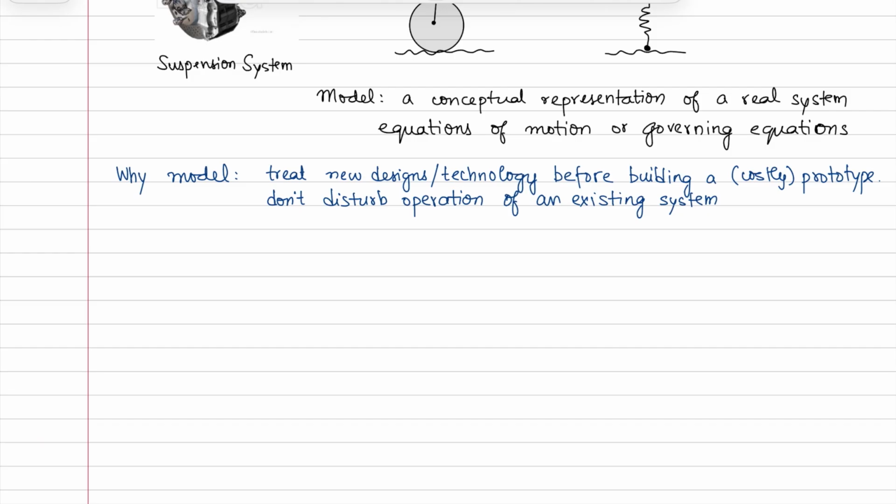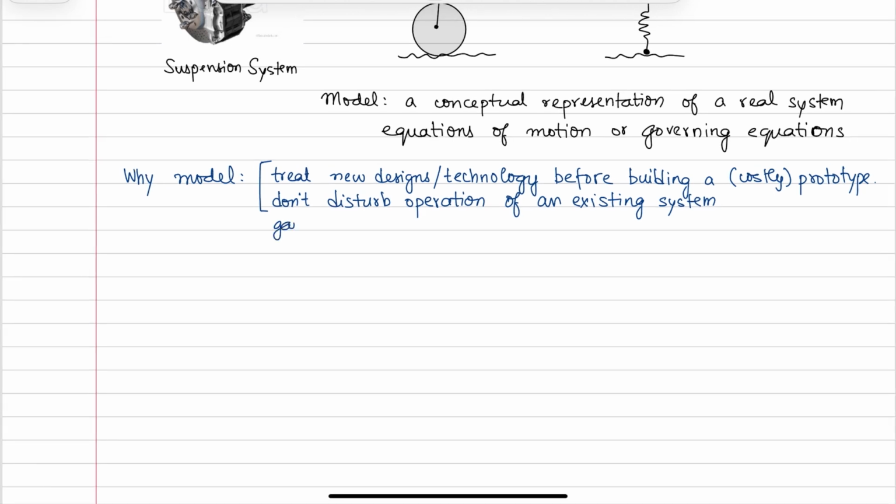So I guess this here is one aspect of why you want a model, because you can design even if the system is not available, or it's active and cannot be disturbed and so on. It also helps you gain insights about the system. So gain insights and a better understanding.